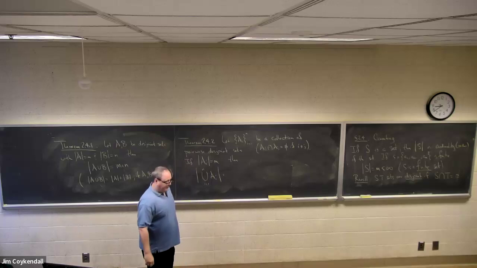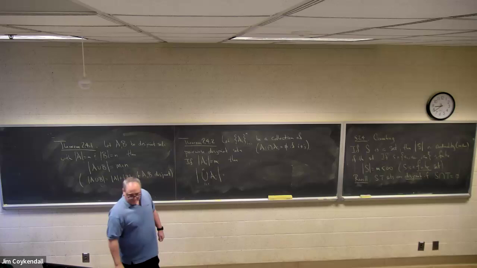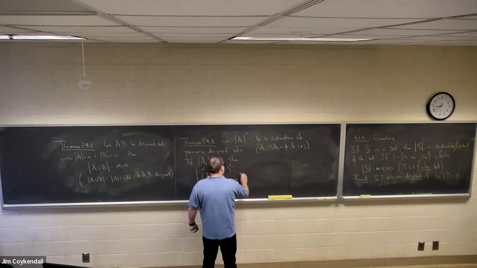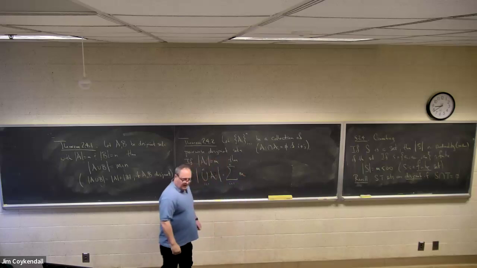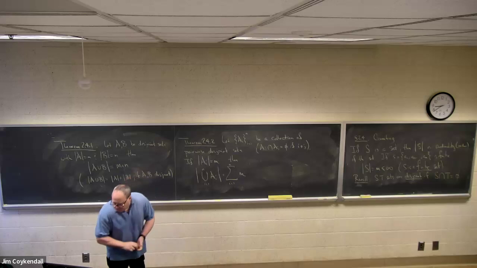Anybody want to guess this? It's the number of things in the first, plus the number of things in the second, plus the number of things in the third, all the way up. Stack them up. That's it, if they're disjoint.